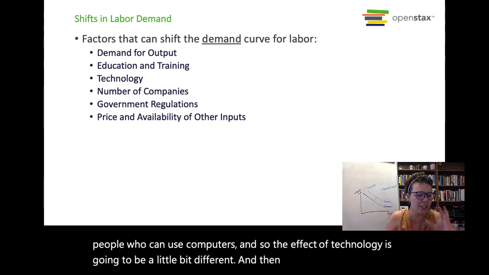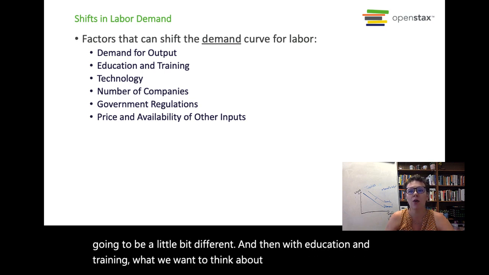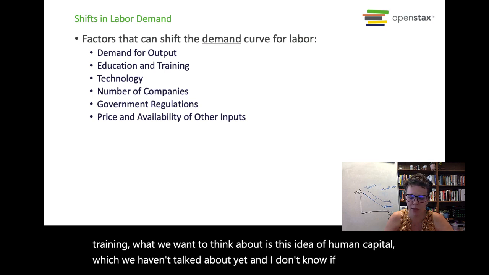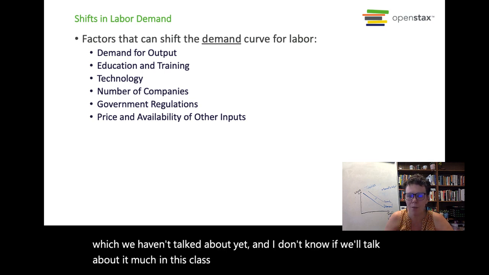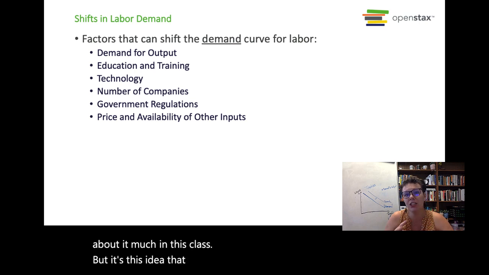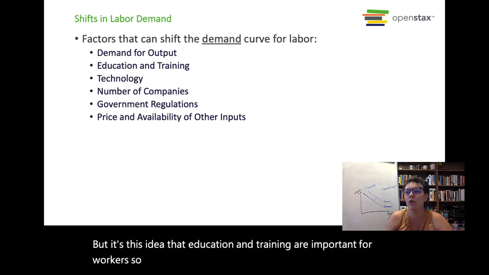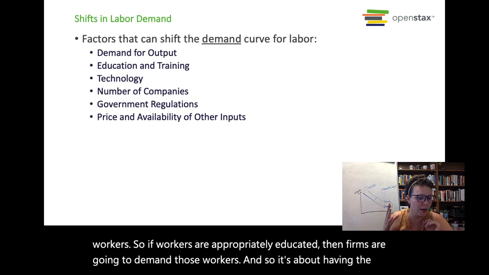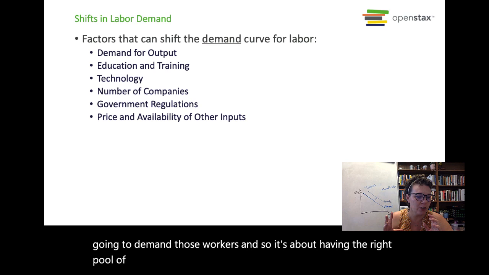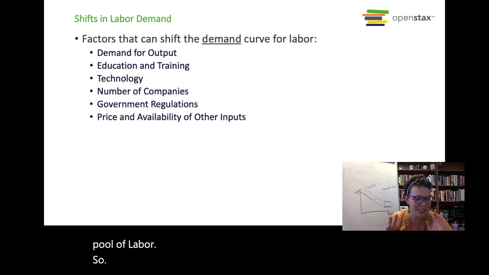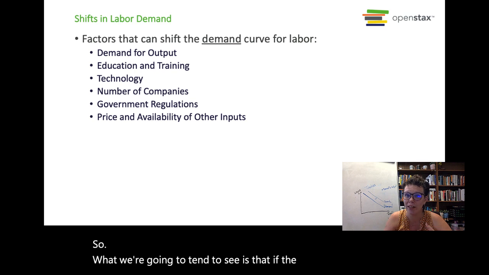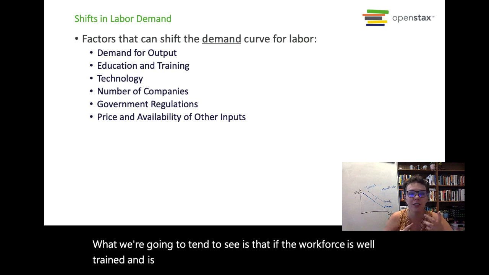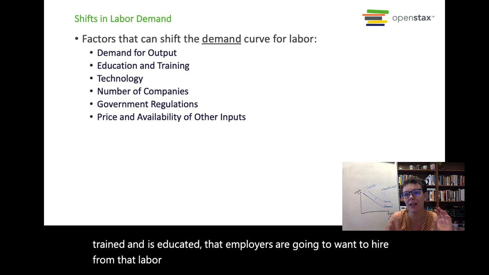And then with education and training, what we want to think about is this idea of human capital, which we haven't talked about yet, and I don't know if we'll talk about it much in this class, but it's this idea that education and training are important for workers. So if workers are appropriately educated, then firms are going to demand those workers. And so it's about having the right pool of labor. So what we're going to tend to see is that if the workforce is well trained and is educated, then employers are going to want to hire from that labor pool, whereas if they aren't, they won't.